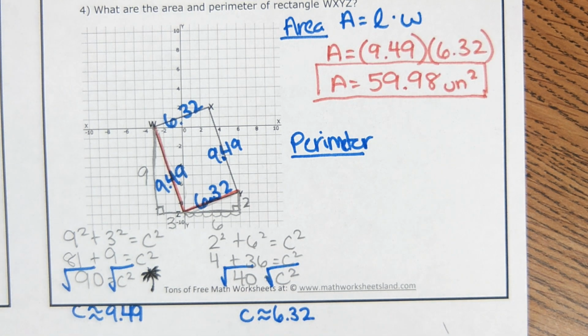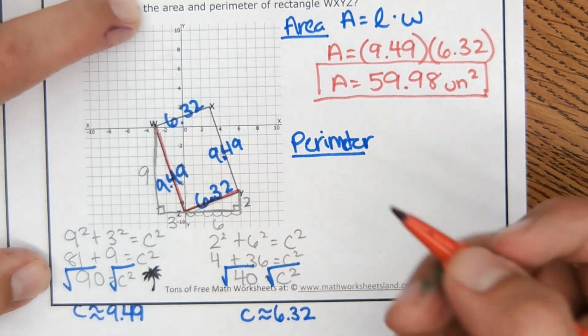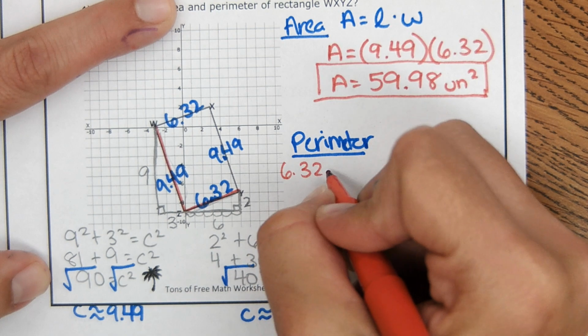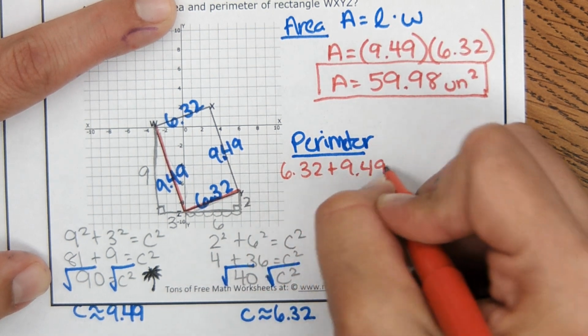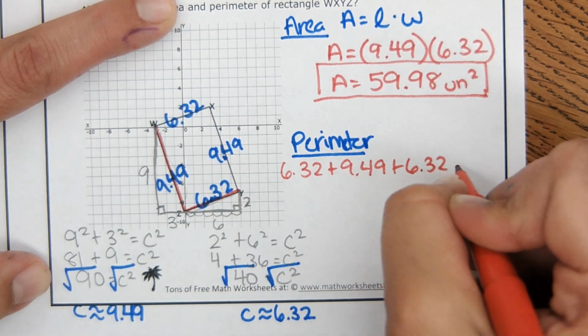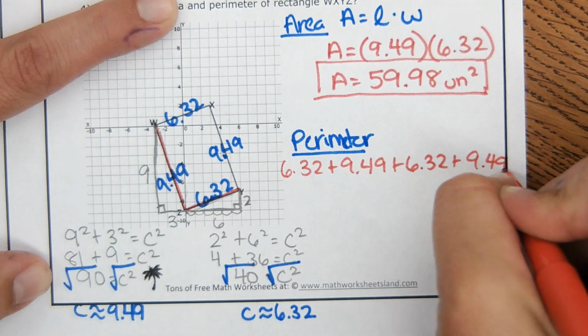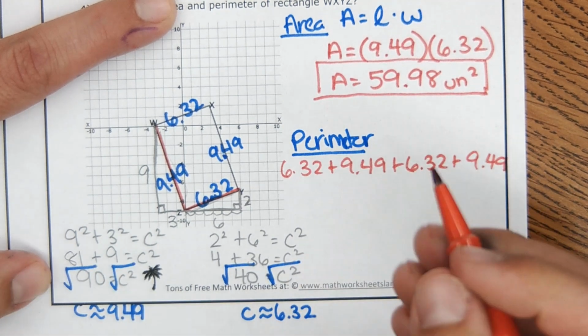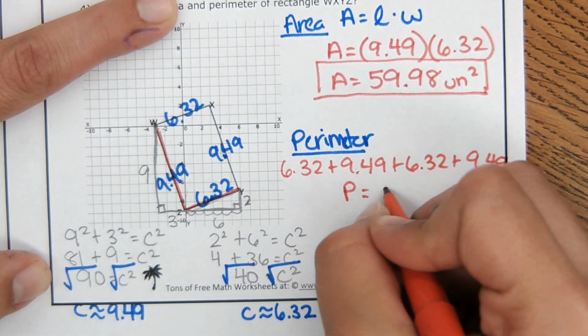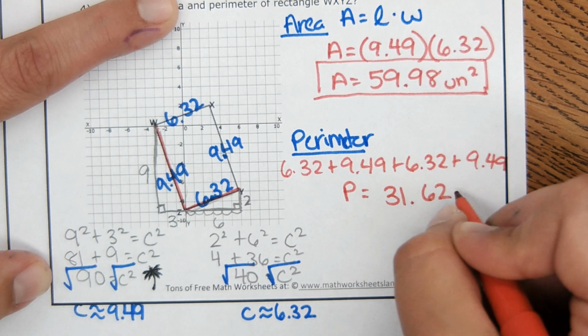And then for perimeter, we add up all the sides. 6.32 plus 9.49 plus 6.32 plus 9.49. Add those numbers up in a calculator and the perimeter comes out to 31.62 units.